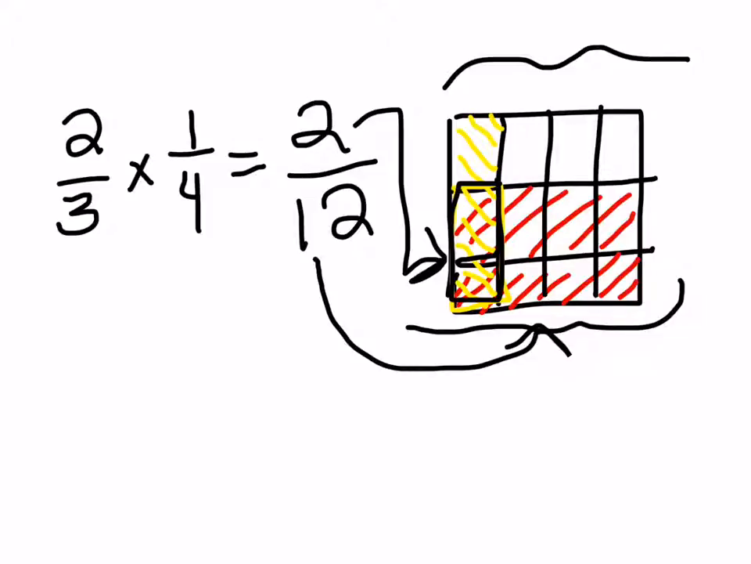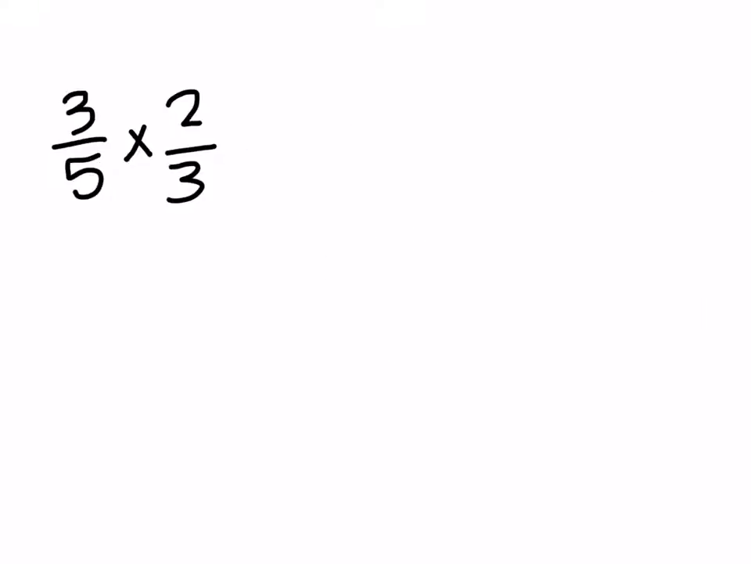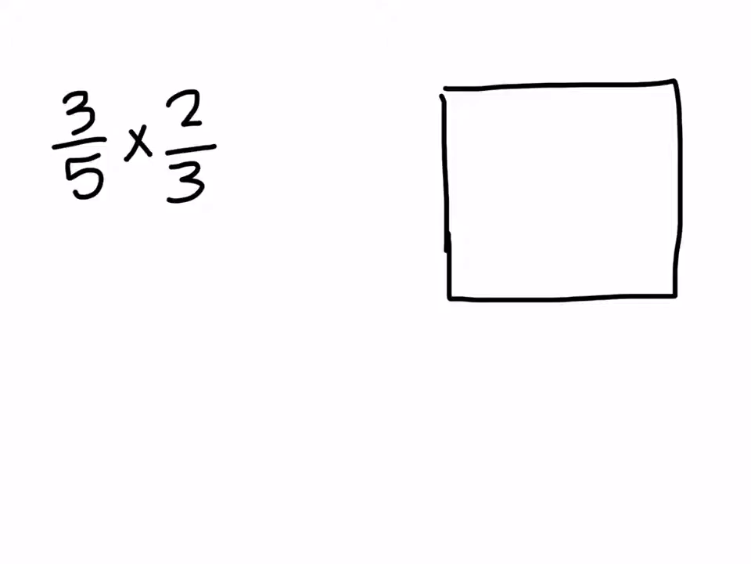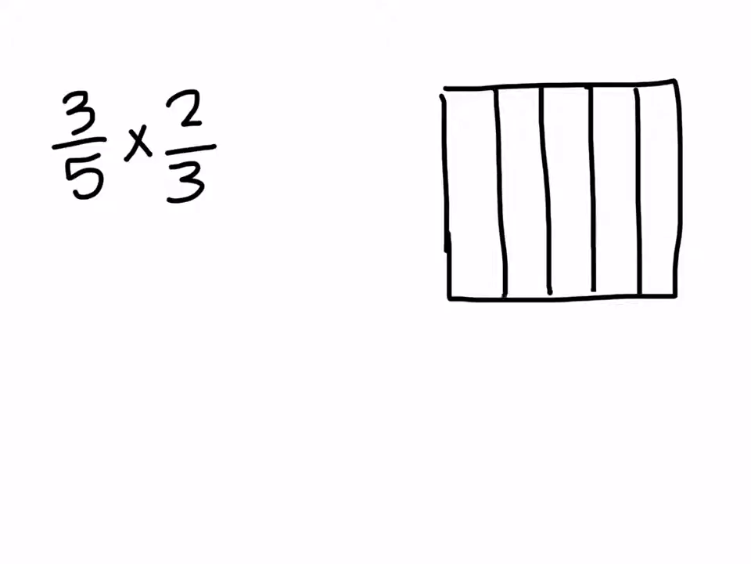Let's try one more. This one is 3/5 times 2/3. Fifths are a little harder to show, but that's okay. I'm going to draw my rectangle, and I'm going to kind of eyeball it a little bit, and I'm pretty good so far. Wow, that's not bad. 1, 2, 3, 4, 5.